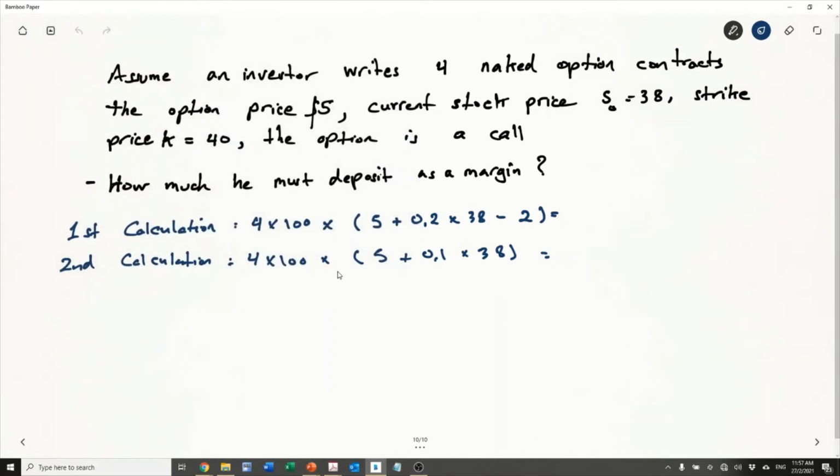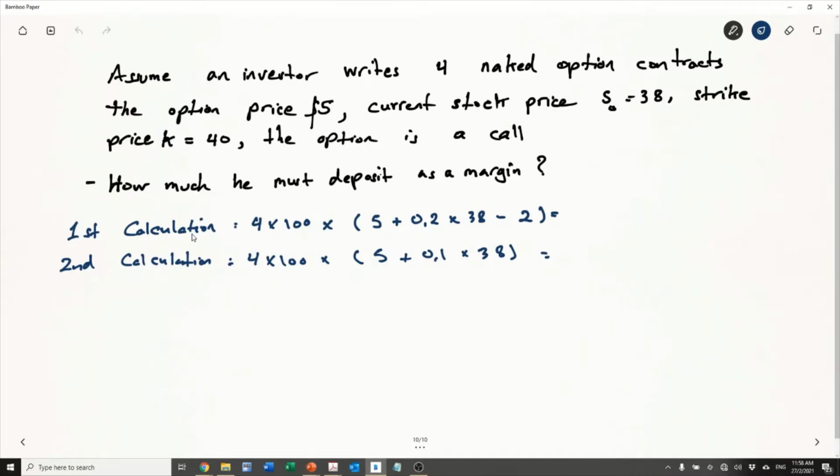Assume that an investor writes 4 naked option contracts. The option price is 5. The current stock price is 38. And the strike price is 40. So S0 is 38, K is 40, and the option we are dealing with is a call. How much must he deposit as a margin? To determine this, we look at the greater amount out of 2 calculations.